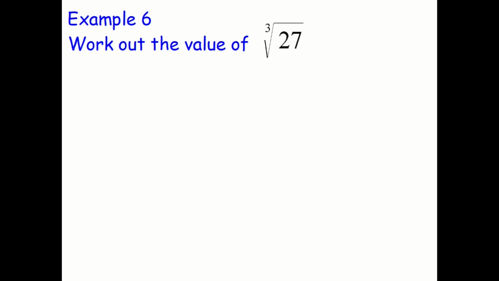Example 6, it's the cube root this time, so the same number that's been multiplied by itself 3 times has given me 27. What is that number? Well, because I know my cube numbers, I know that it's 3 times 3 times 3 that gives me 27. So the cube root of 27 is 3.